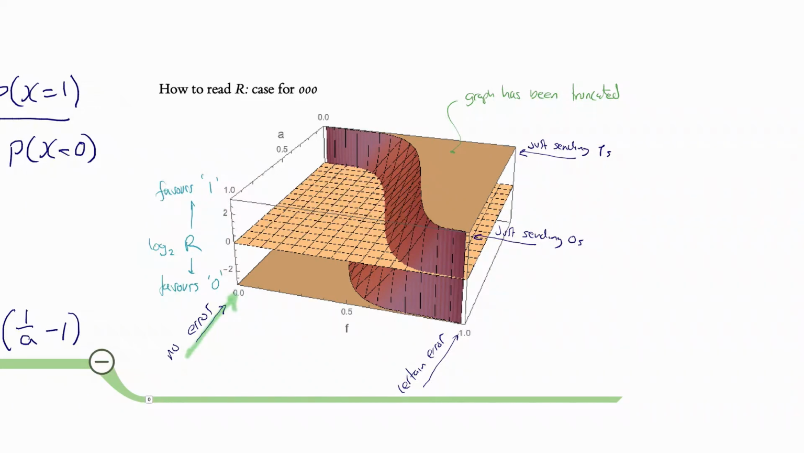An f of 0 is when we have no errors, so there's no probability of a bit flip, and this is an errorless channel. And f of 1 is also an errorless channel, because we've flipped every single symbol and we can simply decode it. Along this axis, if a is 0, this is equivalent to the source only sending 1s, because a is the probability of sending a 0. And if a is 1, the source is only sending 0s.